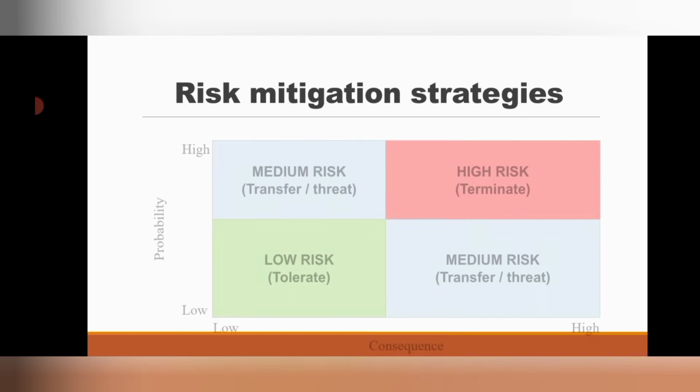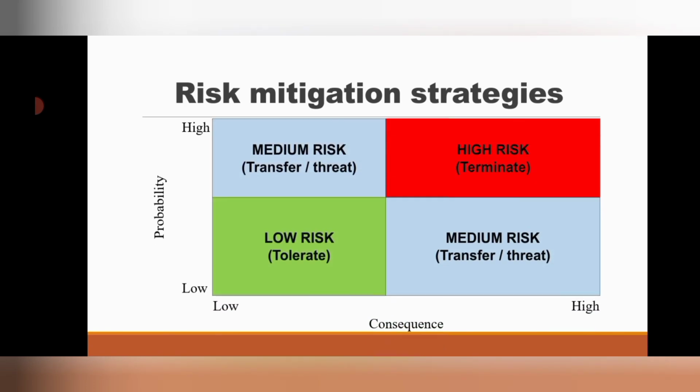In summary of the mitigating strategies, let us look at this pictorial example. We have the probability of the risk occurring on the vertical axis and then the consequence on the horizontal axis, with low and high chances of occurring. So when the probability is low and the consequence is low, that is where we have the low risk. The mitigating strategy is to tolerate the risk.